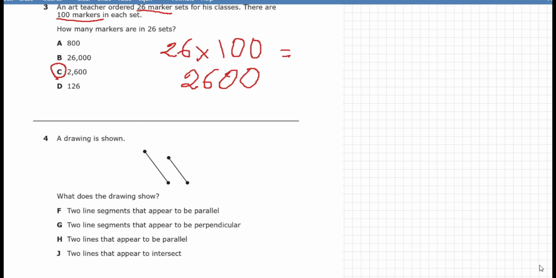Question number 4. A drawing is shown. What does the drawing show? Option F. 2 line segments that appear to be parallel. The line segments have 2 endpoints, therefore F is the correct answer. H is not correct because those are not lines. G is not correct because the 2 line segments are not perpendicular. J is not correct because those are not lines.